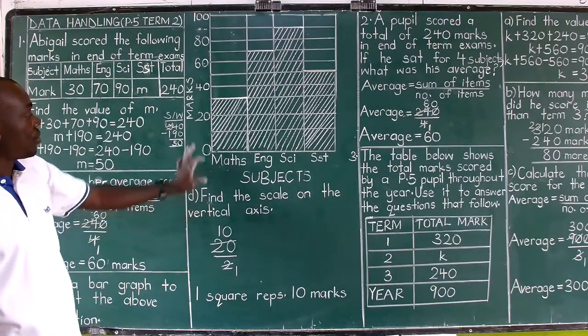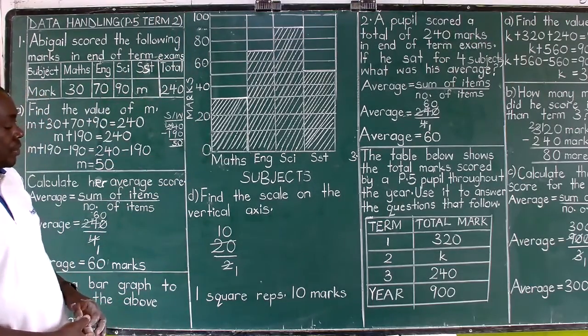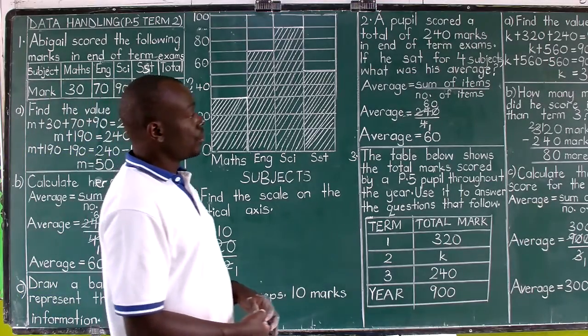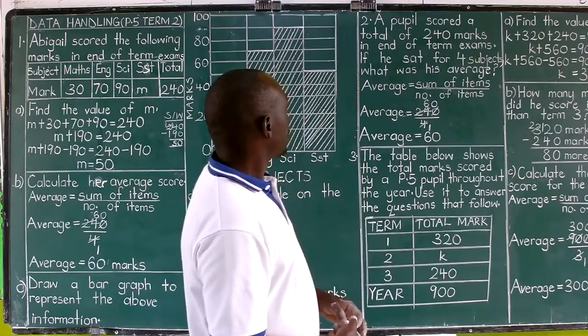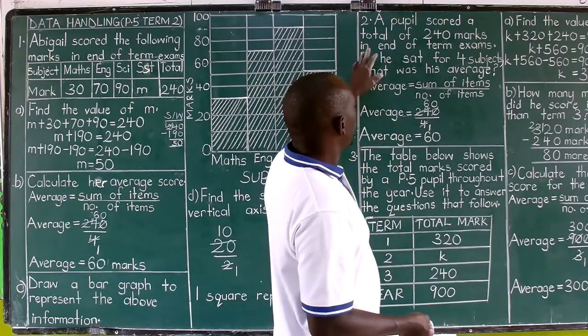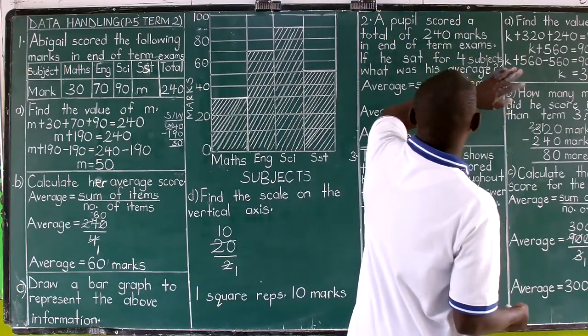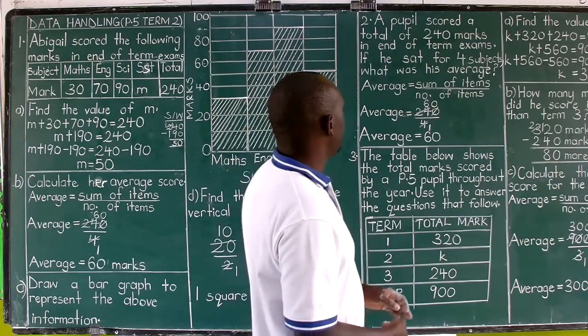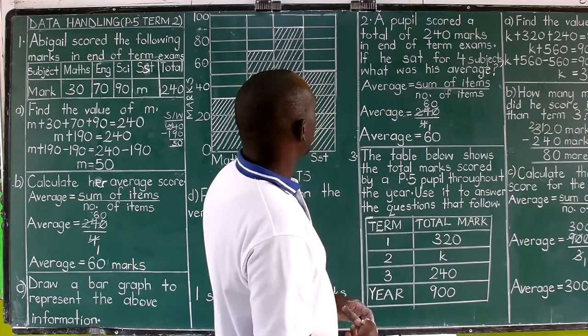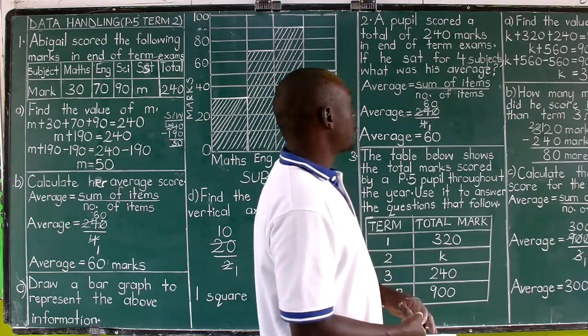Go on adding 10, so 1 unit is of 10 marks. As we look at example number 2, it reads: a pupil scored a total of 240 marks in the end of term exams. Then the question is, if he sat for 4 subjects, what was his average score?